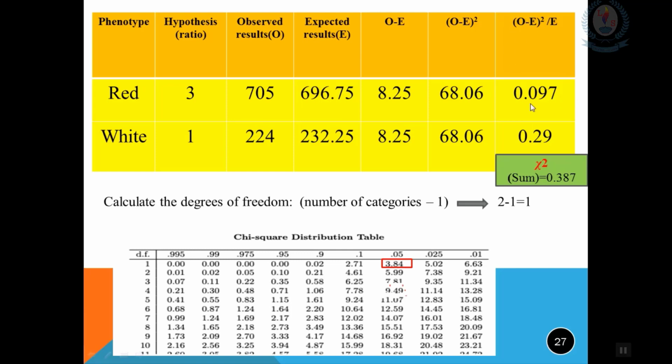After completing this row, you have to take the sum of these values. So in this case it's 0.387, and we have to calculate the degrees of freedom. The number of categories is 2, and you have to omit 1, and 2 minus 1 is 1. So the degrees of freedom is 1. So we refer to a chi-square distribution table. Degrees of freedom is 1, and according to the 0.05 confidence level, the value taken from the chi-square distribution table is 3.84.